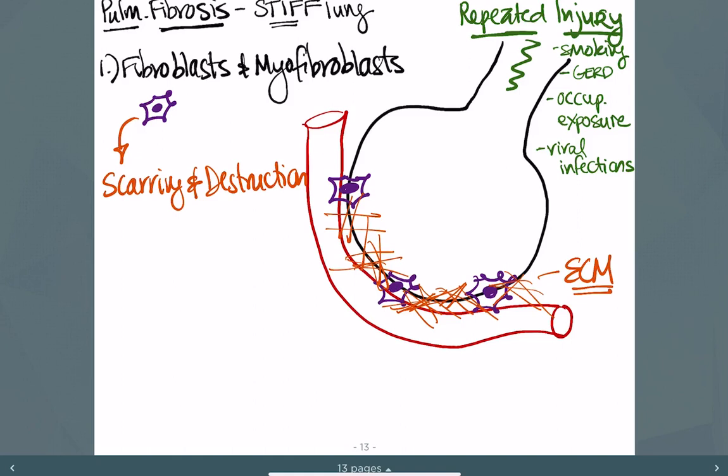So what areas can be affected by this? Well, I tried to draw my lines kind of all the way across, because the scarring and the destruction affects the alveoli. The alveolar wall becomes thickened and fibrotic and scarred. The interstitium, as well as the capillaries, can get scarred down and can actually, in some cases, completely block blood flow to this area.